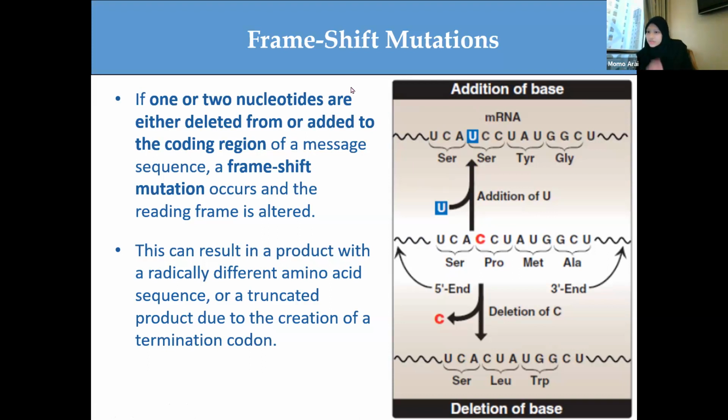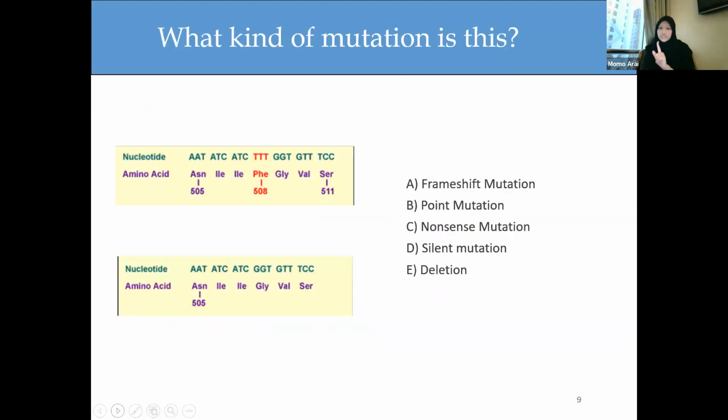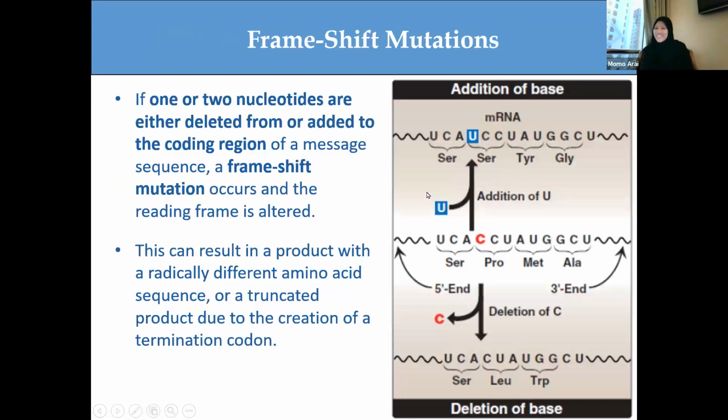How are we supposed to know if it's missense or silent? Don't worry about that, because usually they will give you, for example, I have a question coming up, which we'll answer together. They will have the code and the amino acid, and then the next code with the mutation, and which amino acid it gives. Don't look at the question yet. You're not supposed to memorize, but they will tell you if it changed or if it didn't change. If it didn't change, it's silent. If it changed, it's missense.